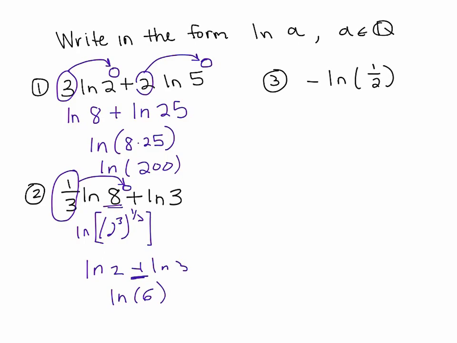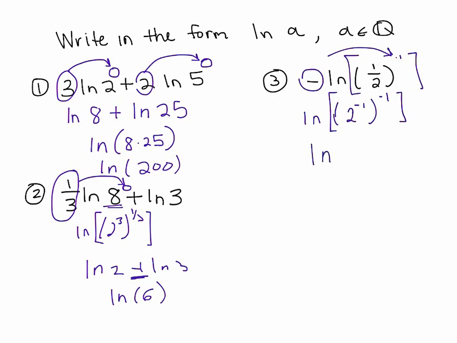Last problem, we have negative ln of 1/2. This negative really is a -1, so it goes in as an exponent here, and make sure they're all in the parentheses. We have ln of 1/2, which is the same thing as 2 raised to the -1st power, and then we're raising that again to the -1st power. So it's a power of a power, so we multiply the exponents. So we're left with ln of 2.